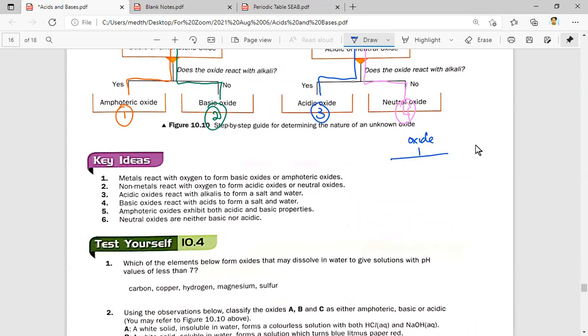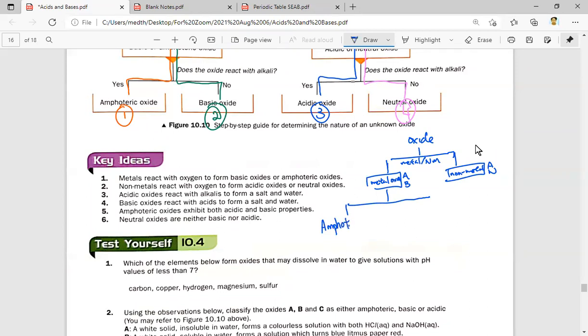Ask yourself, is it a metal or non-metal? If it's metal, then it is a metal oxide. If non-metal, it's a non-metal oxide, right? Now, take note, for metal oxides, there's only 2 possibilities, amphoteric or basic. Non-metal, there's 2 possibilities also, acidic or neutral. So because there's still 2 possibilities, we're going to ask ourselves the next question.